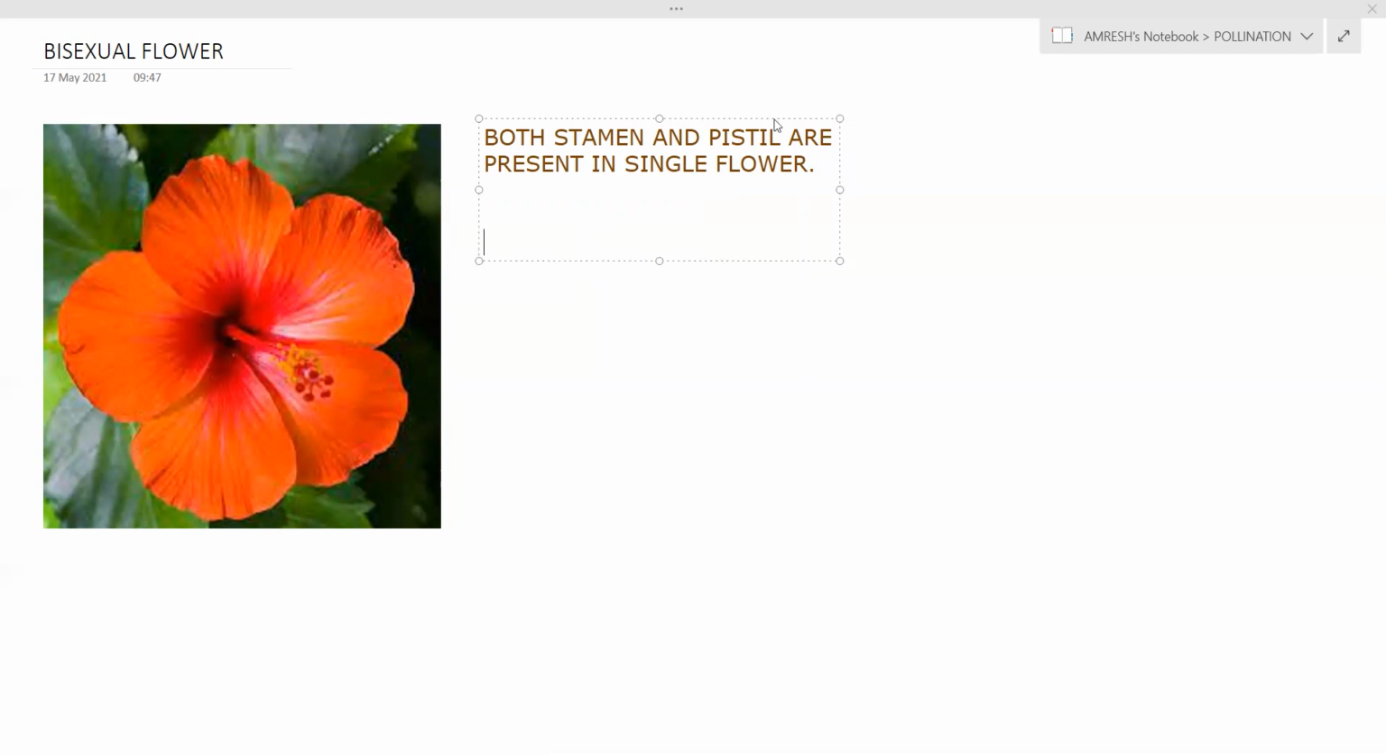You see here, this part is your stigma. This is your style. And here inside that you have the ovary. This is your yellow part, the anther, and filaments are also there. They have pollen grains. This is a bisexual flower. Both male and female parts are there.